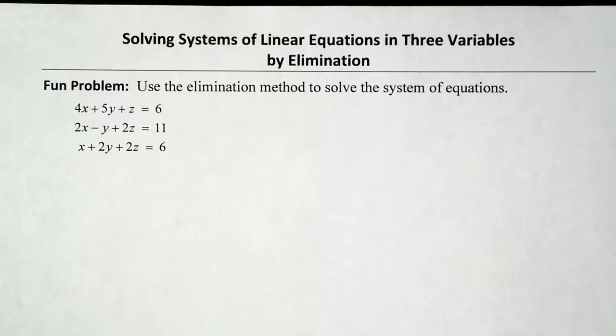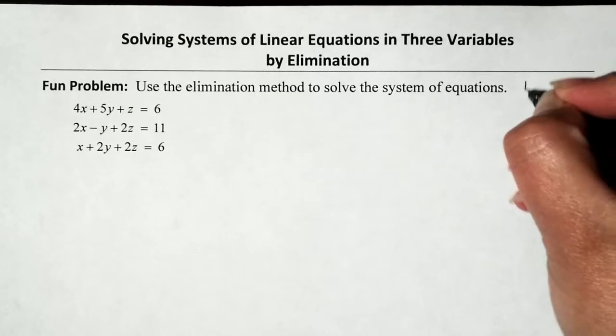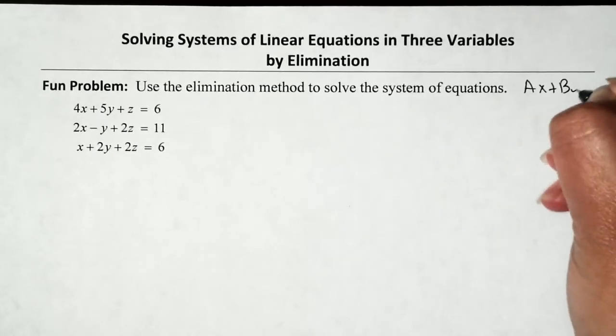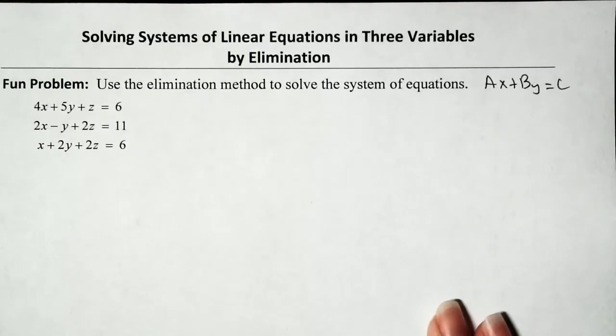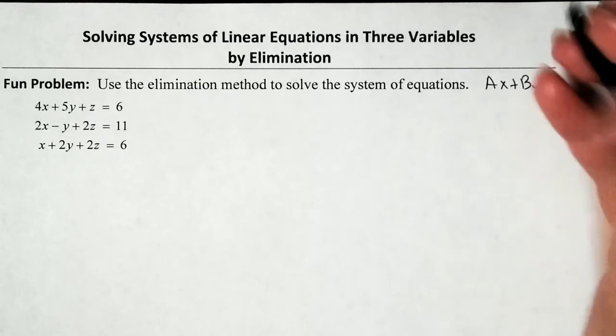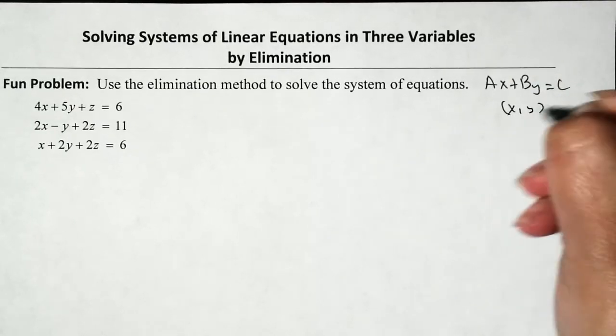Hi guys, today we are going to be solving a system of linear equations in 3 variables, and we are going to solve it by elimination. To solve a system of linear equations by elimination, we need to make sure that each equation is in standard form. If we had equations in 2 variables, then the standard form would be ax plus by equals c. And if the system would have a solution, then it would be an ordered pair solution.